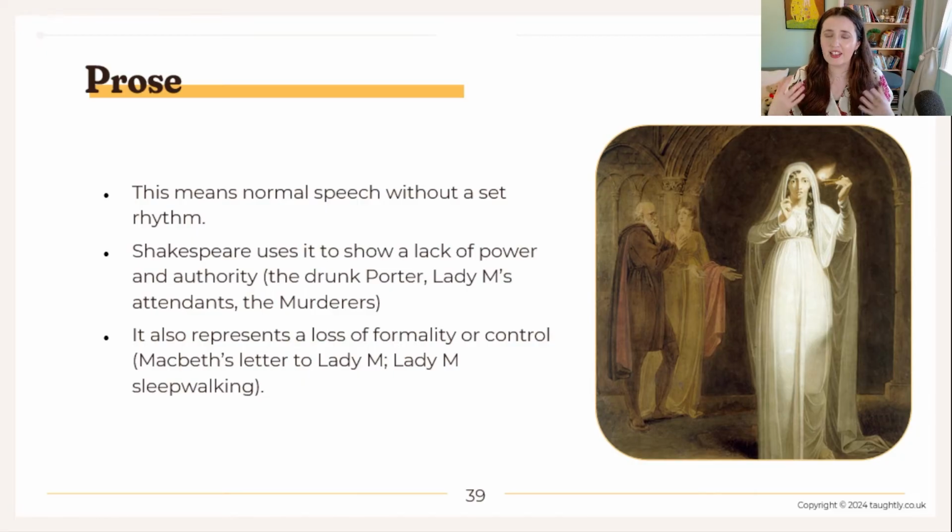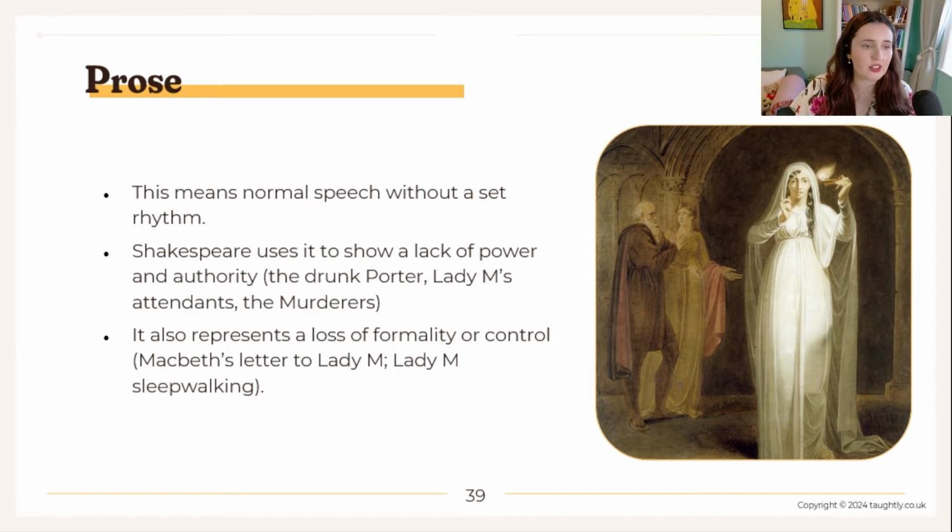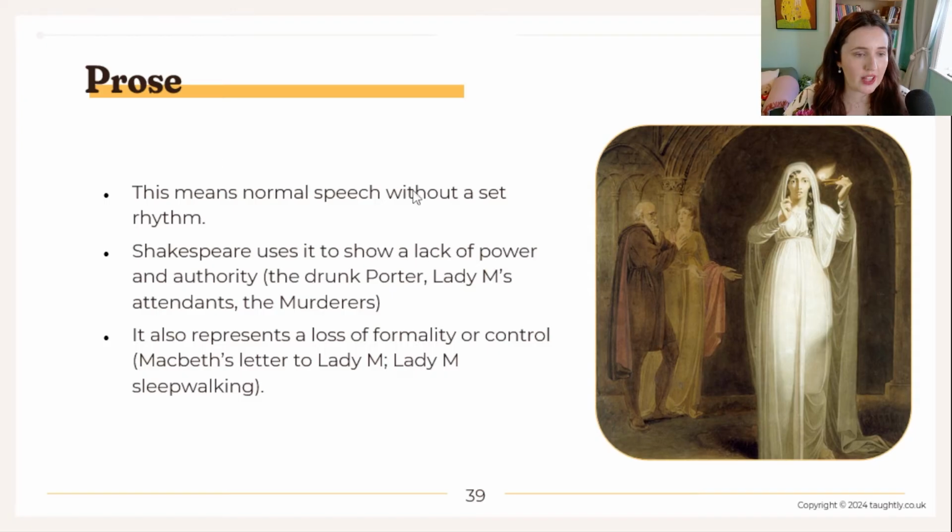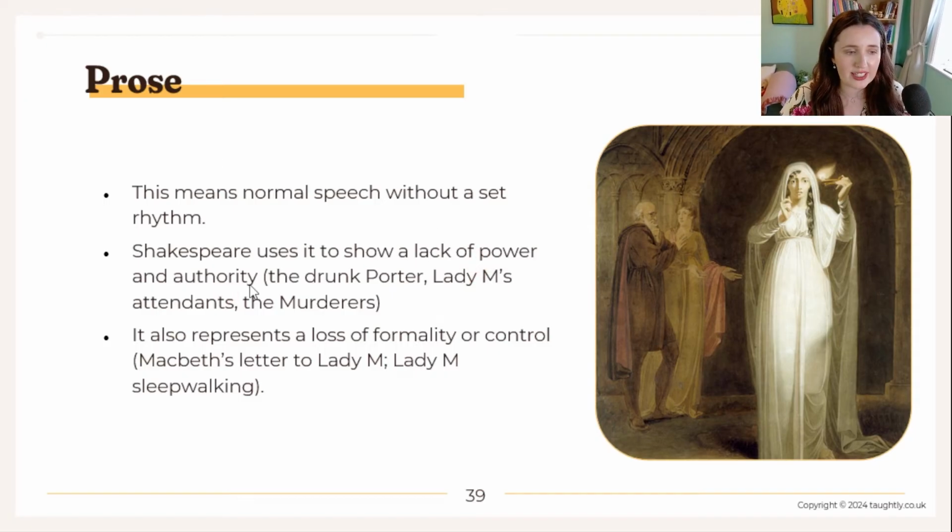So as we've said then, prose is used by low status characters. It's just normal speech without a rhythm, without a beat, and continuous, so we don't start a new line. Shakespeare uses it to show that lack of power and authority. So the characters that speak using prose would be the drunk porter, Lady Macbeth's attendants, the murderers, and Lady Macbeth herself during those sleepwalking scenes. It can represent a loss of formality or control.